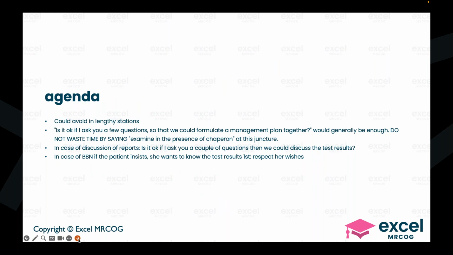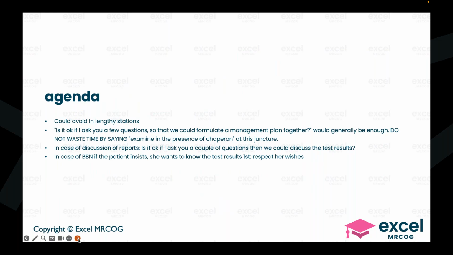You can also say, if there is a patient who has come to you for discussion of reports, just ask her, is it okay if I ask you a couple of questions and we can discuss your reports later? Don't give her the option, like, do you want to discuss the reports first, or is it okay if I ask you questions first? Don't give her the option. You just directly tell her, is it okay if I ask you a couple of questions, and then we could discuss the report with you.